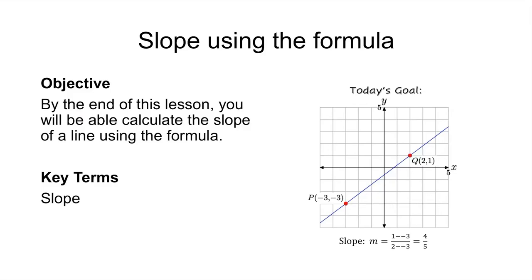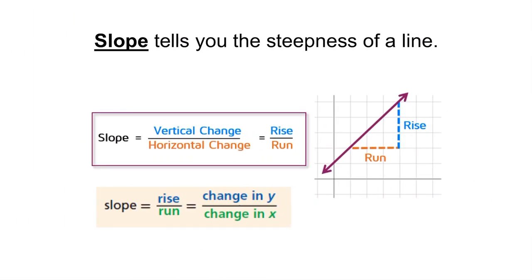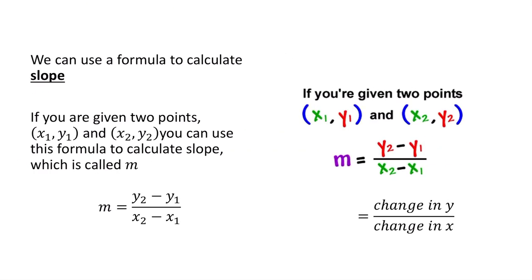In this video, we're going to talk about how to calculate the slope of a line using the formula. So slope, remember, tells you the steepness of a line. It's the vertical change divided by the horizontal change, which is the rise over the run. Or in other words, you can think about slope as being the change in y divided by the change in x, which is how we get our formula.